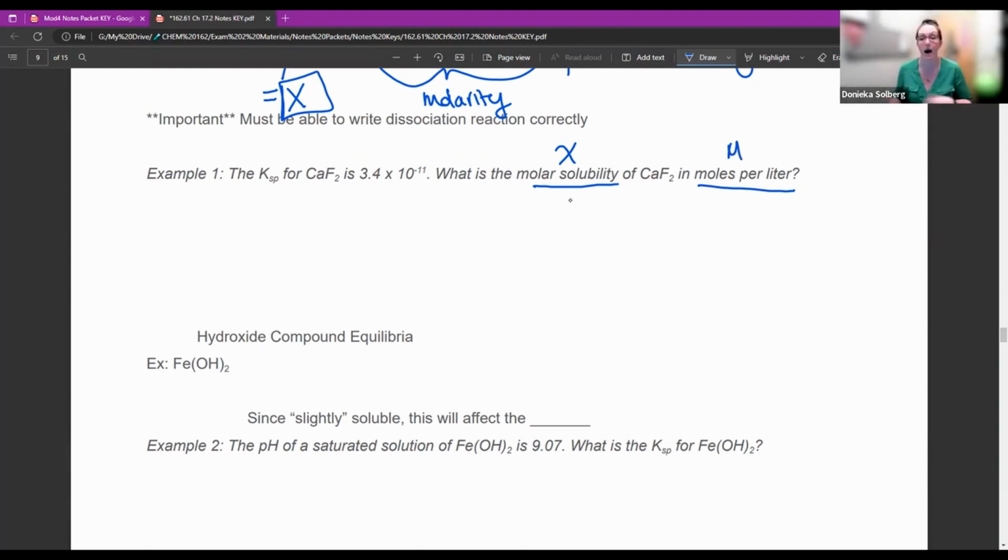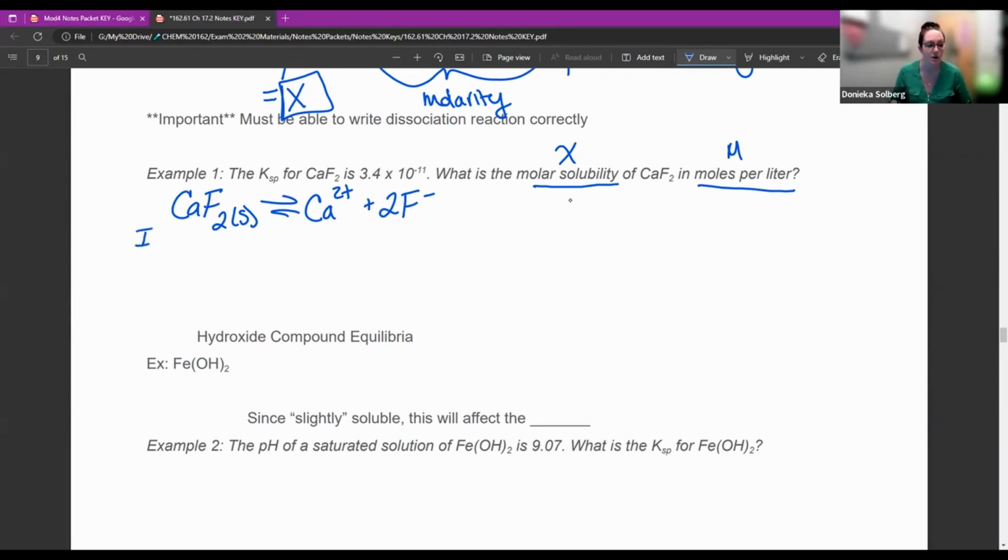Okay, so I'm going to write my dissociation equation and set up an ice table, right? Because this is all about equilibrium. So CaF2, when it dissolves, would break into a calcium ion, which is 2+, and 2 fluoride ions. You're always only going to have 2 things. Okay, there's a calcium and a fluoride in this case. There's always a positive thing and a negative thing.